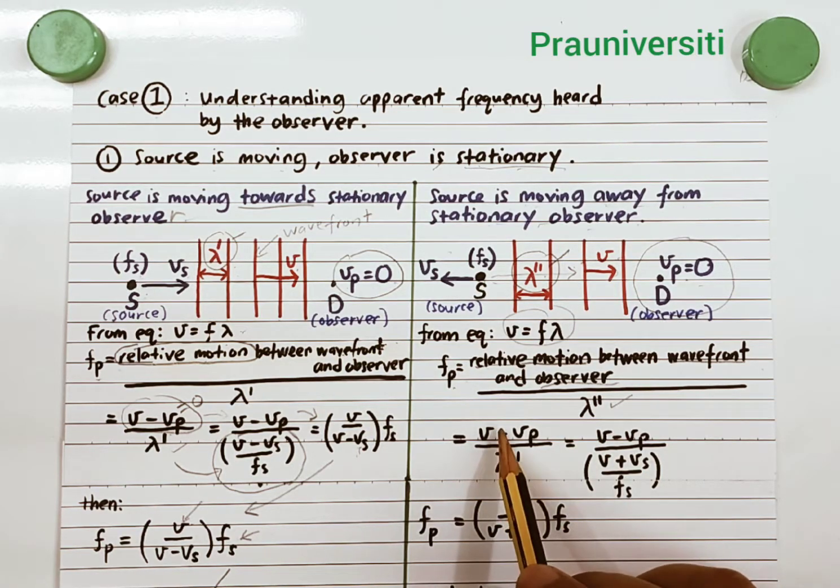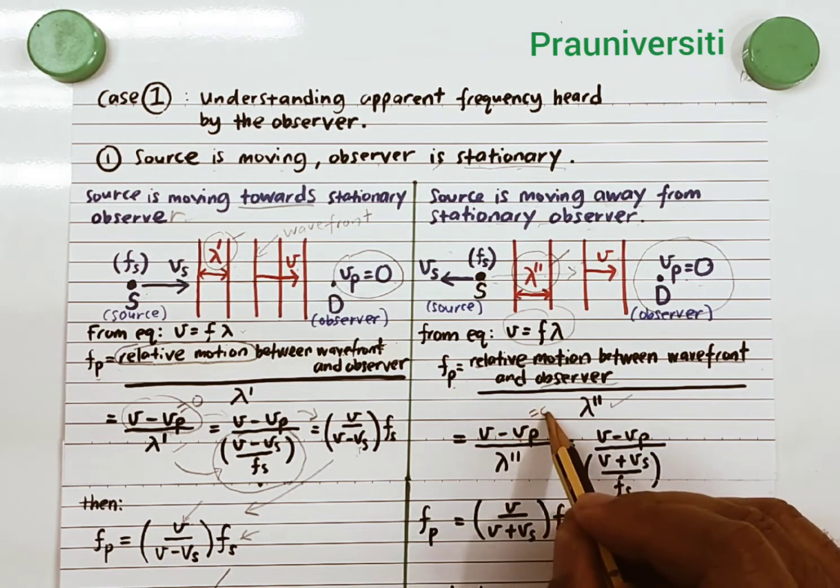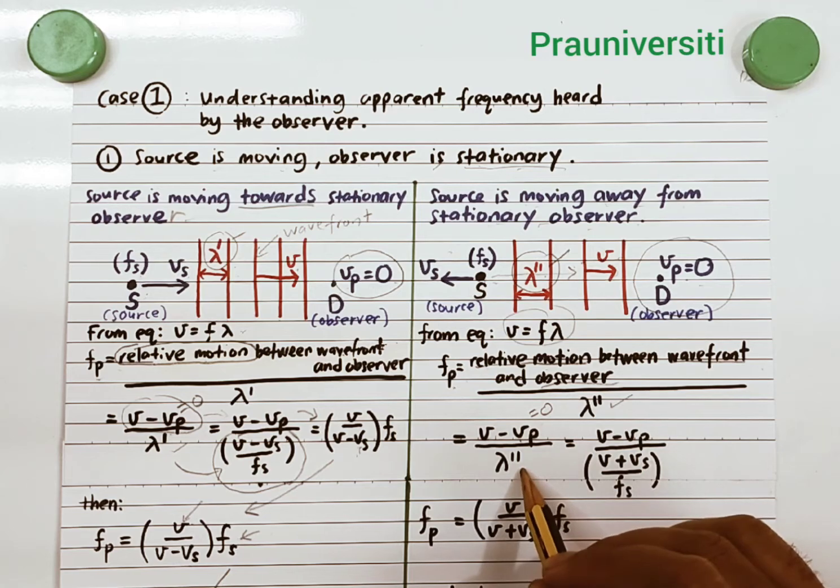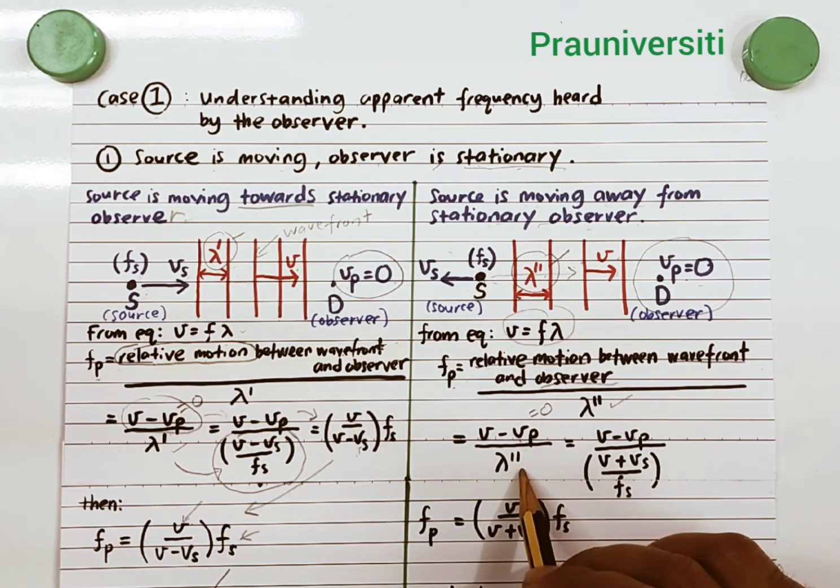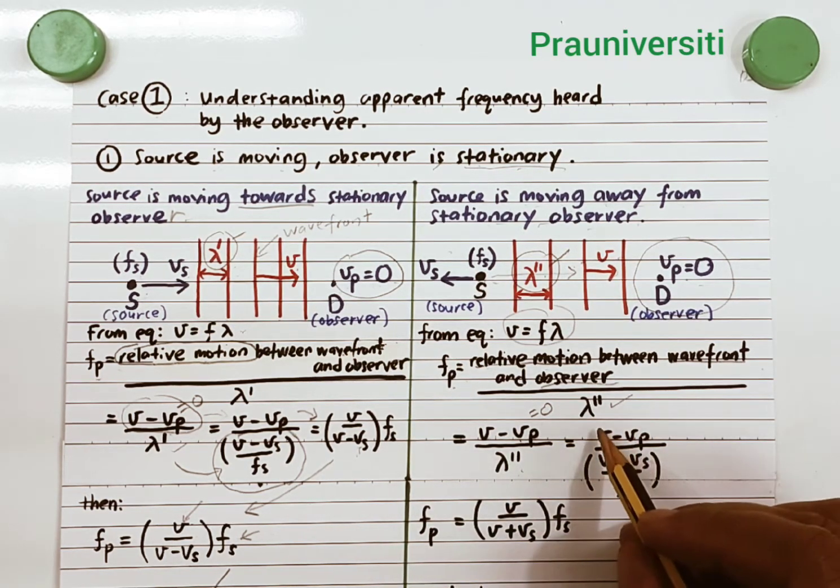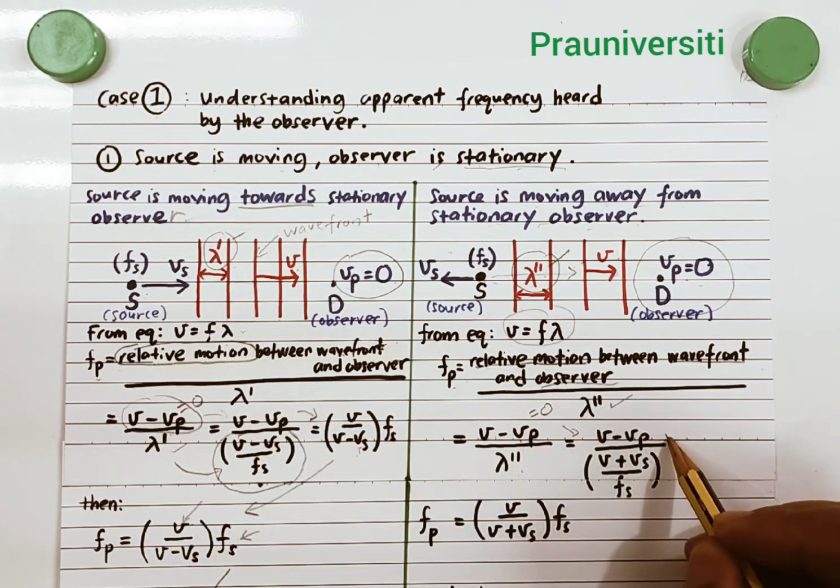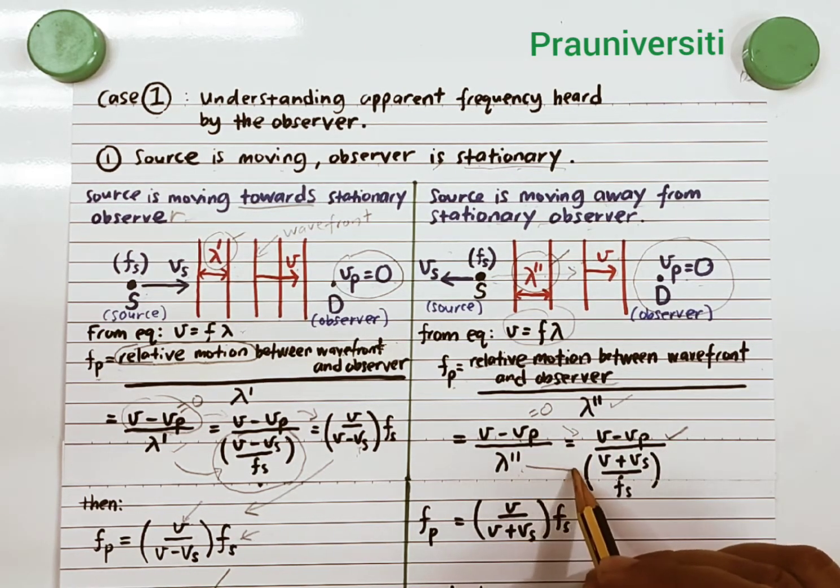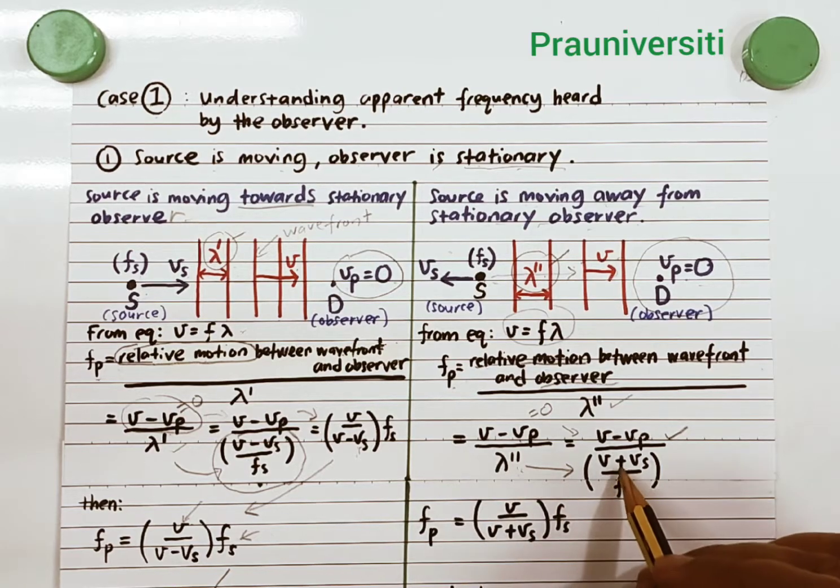So we write it as a relative motion between the wavefront and the observer. Here is the speed of the wavefront minus the Vp, because the observer is stationary, so it is equal to 0 over the lambda double prime, because the wavefront is at the back of the source. Then we manipulate the equation. We replace the lambda double prime with (V plus Vs) over Fs.